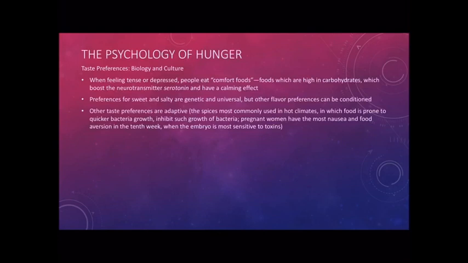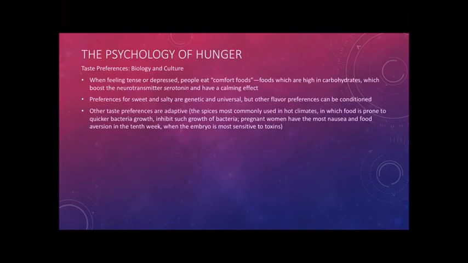And then other taste preferences may be adaptive. So the spices that we most commonly see used in hot climates are actually spices that inhibit the growth of bacteria, and food is most prone to quick bacteria growth in hot climates. It's kind of interesting because people weren't thinking, let's use these spices to inhibit the growth of bacteria, because back when people didn't know the science of that, they couldn't even make those predictions. And so we've seen these spices used for years, and it's likely because the people who were using spices that inhibited bacteria growth tended to survive and reproduce, right? And so it passed on that adaptive taste preference for those types of spices in that climate.